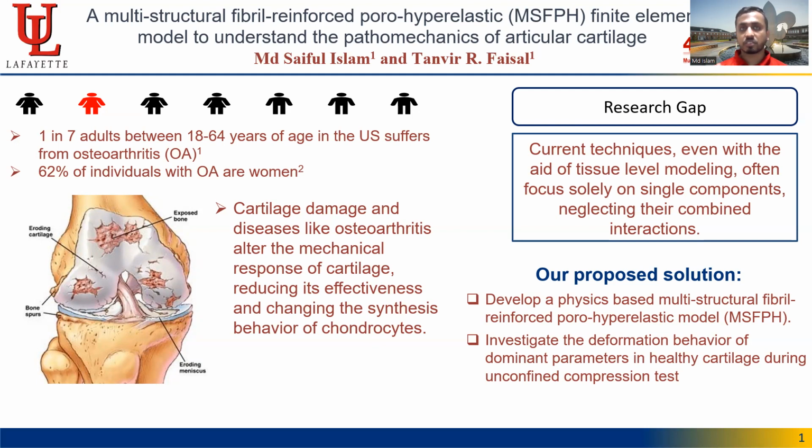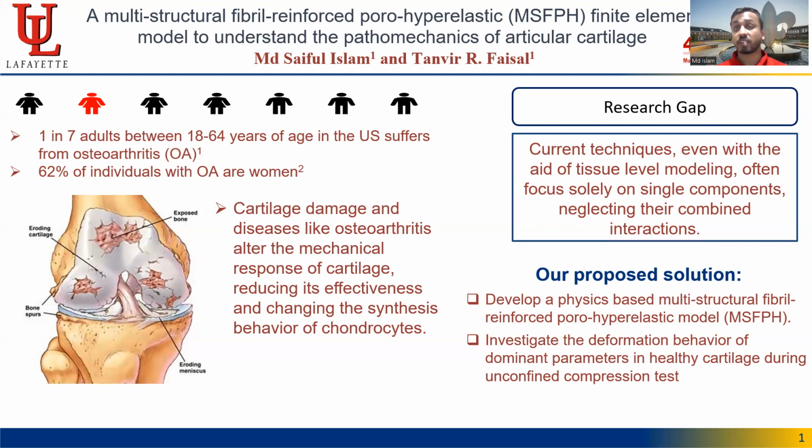Cartilage consists of cells, extracellular matrix, pericellular matrix, fibers, and some ground substances, for example, proteoglycans. Cartilage is an avascular tissue. It means whenever it's degraded, it cannot grow itself because there are no blood cells in cartilage. And cartilage damage and diseases like osteoarthritis alter the mechanical properties of cartilage.